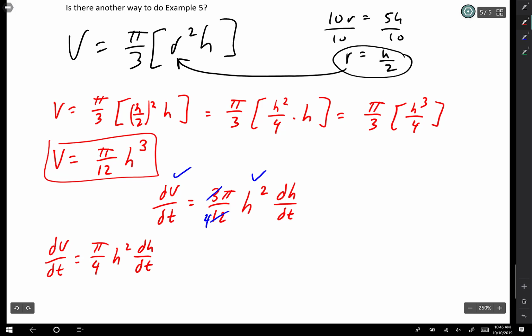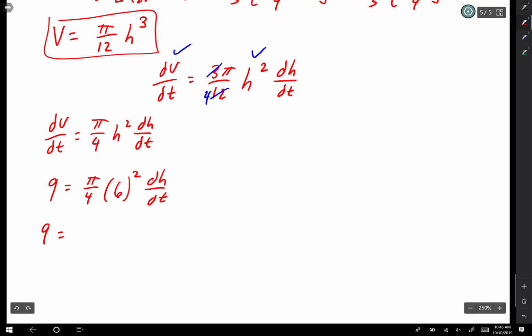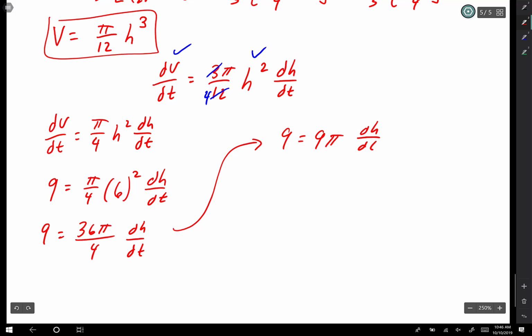I'm going to plug in what I know. dV dt was 9. h was 6. And I want to get dH dt. 9 equals 6 squared is 36. So 36 pi over 4 dH dt. Yep, that does reduce. So I have 9 equals 9 pi dH dt. Look at that. Divide by 9 pi, divide by 9 pi. dH dt equals 1 over pi feet per minute.